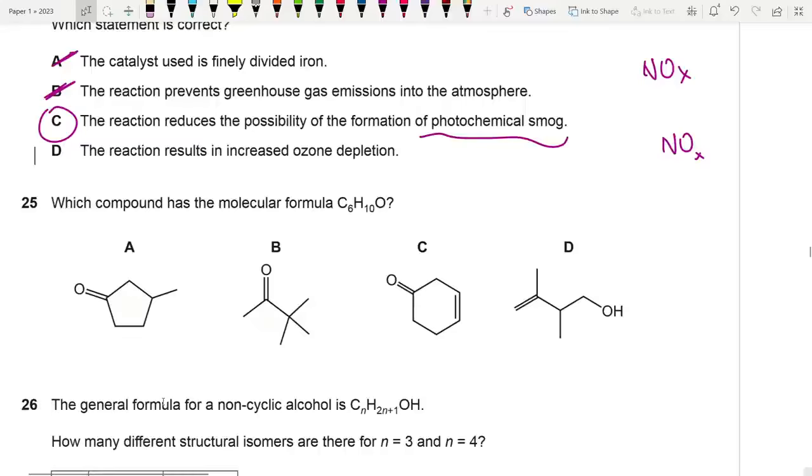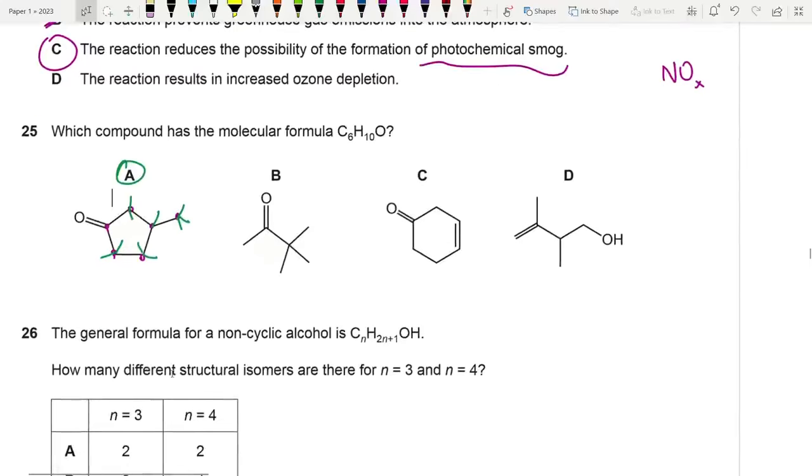Okay, we move on to organic from 25 onwards. Which compound has this molecular formula? C6H10O. So C1, 2, 3, 4, 5, 6. That's fine. We have one oxygen. For hydrogen, let's count 1, 2, 3. This has 3 hydrogens. 4, 5, 6, 7, 8, 9, 10. Yeah, 25 is A. I won't bother looking at the other ones because I already found my answer. But I can still show you.